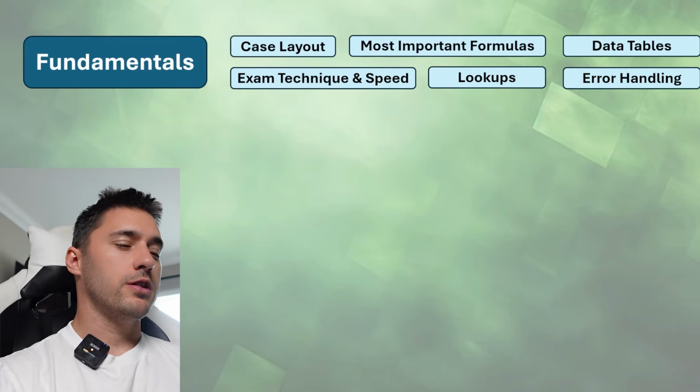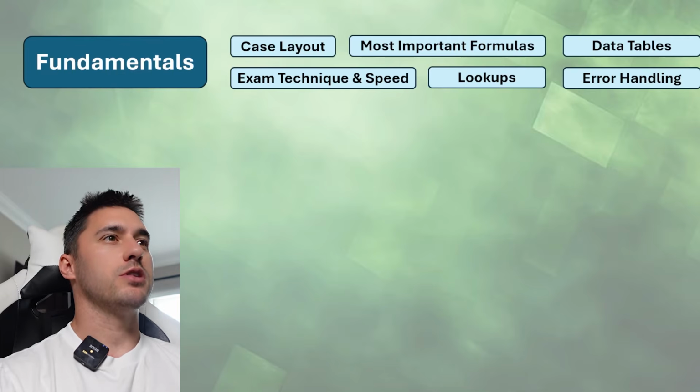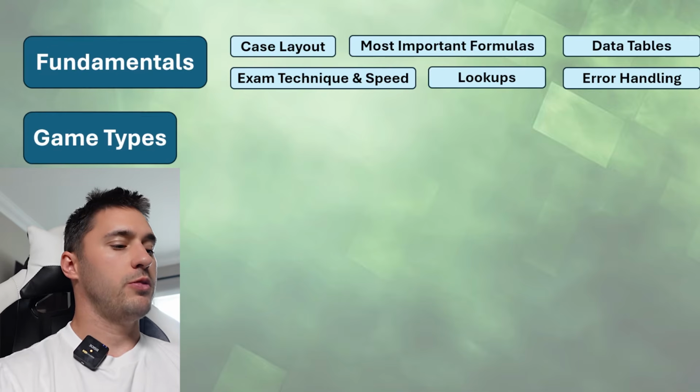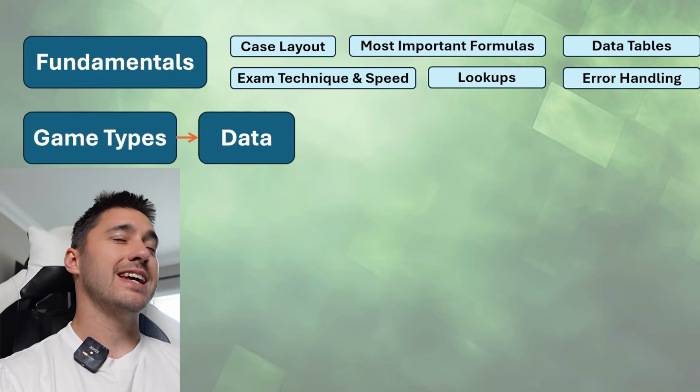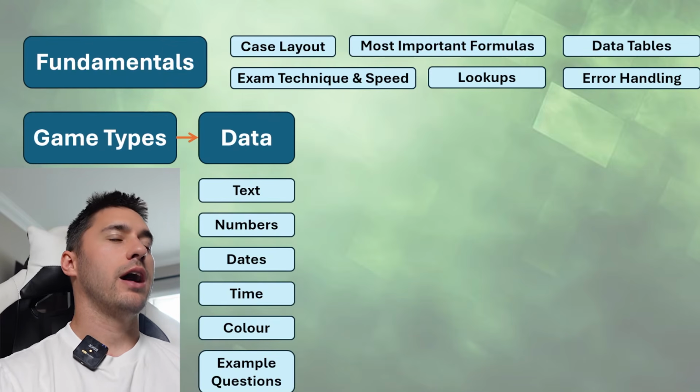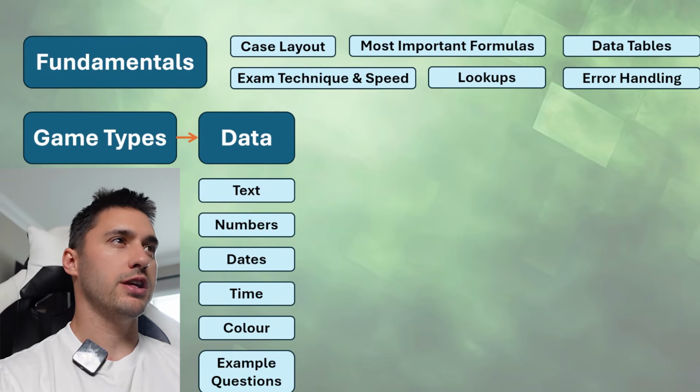So once we're finished with the fundamentals, we're going to go on to discussing game types. So the first type of game that you might find in a competition file is a data game. So we are going to cover how to manipulate text in one video, then numbers, dates, time, color, and then we're going to go through some real example solves. So for each of these sections coming up, the first video will actually be an intro to what type of things you might see and some core concepts, and we're always going to finish with some real example question solves that will use all the things I've taught you in the previous videos.